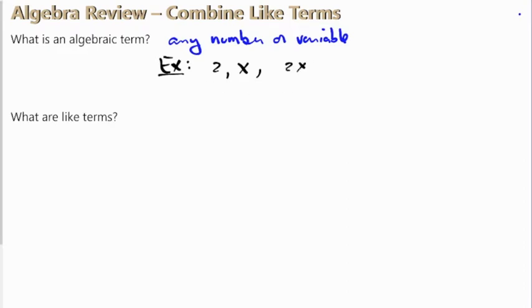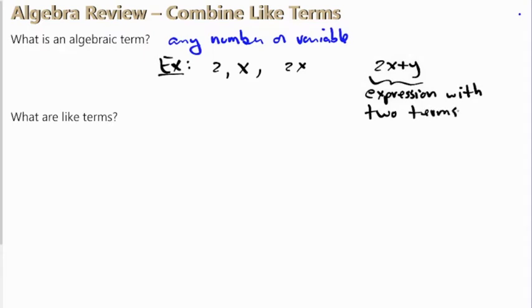So these are terms. Terms are separated by plus or minuses. So if I had 2x plus y, this is no longer a term. This is an expression with two terms. So the terms are just numbers or variables, or the multiplication of numbers to variables. Once you add plus or minuses, you now have multiple terms.